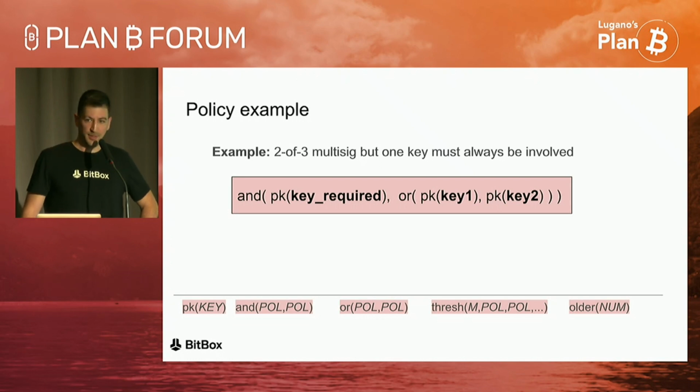I mentioned before, maybe in some companies, the CEO wants to always be a cosigner, but also has an employee set that should be a second, 2 out of 3. This is expressed as an AND and a required key. And then the secondary condition is either one of 2 other keys.